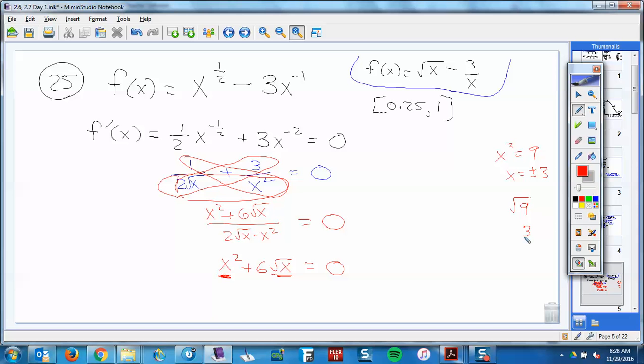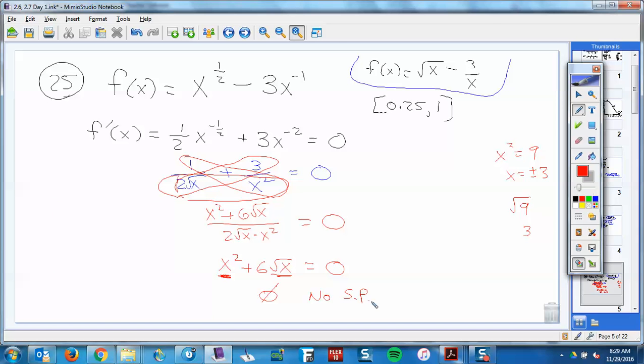So square root of x is always what? Positive. Positive plus a positive, ever going to equal 0? Never. So, no solution. There are no stationary points. The derivative is never equal to 0 on this graph. Now remember, let's back up. What were we trying to do? We were trying to find the global max and min. Well, that happens when the derivative is 0 or at the end point.